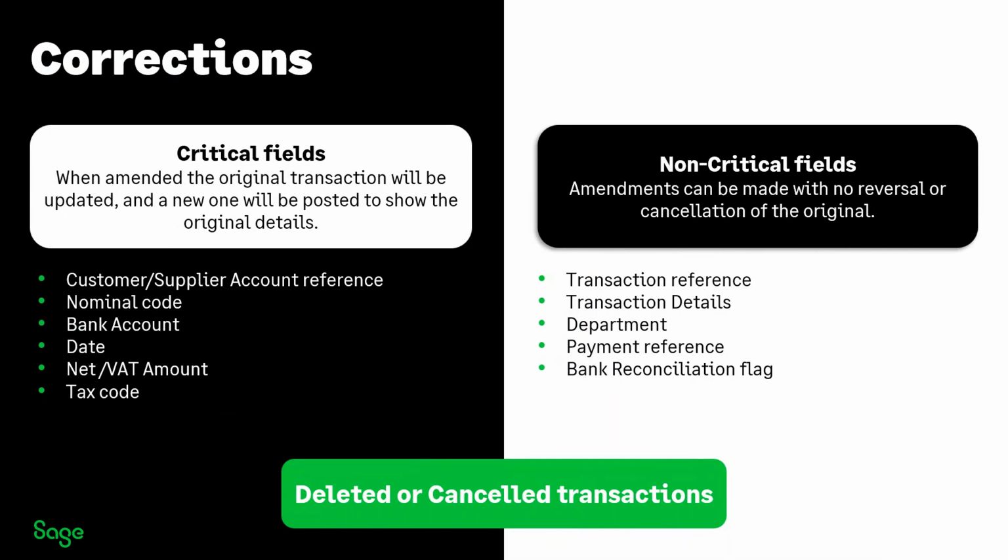So when working with the bank transactions, if you edit a critical field, so you're looking at customers or suppliers account reference, nominal codes, bank accounts, dates, net and VAT amount, tax codes. If you change any of those, the original transaction will remain with the correct changes. But what it'll do is post another transaction with the original details on there. So there's an audit trail of your changes.